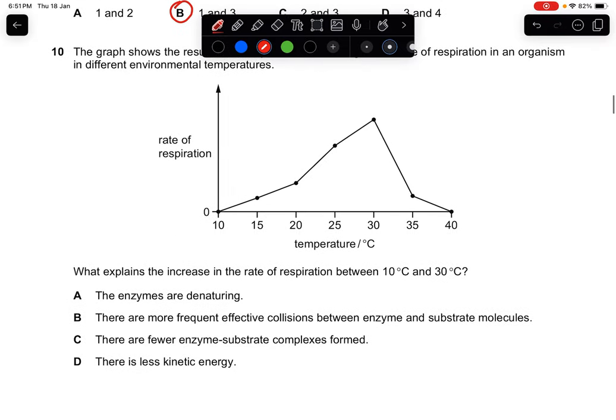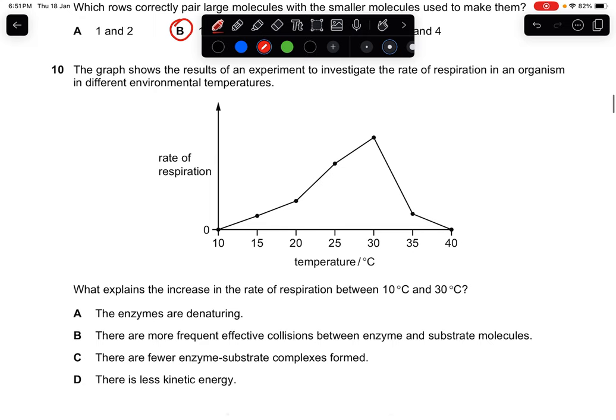Okay, question number 10. The graph shows the result of an experiment to investigate the rate of respiration in an organism in different environmental temperatures. What explains the increase in the rate of respiration between 10 degrees to 30 degrees? So you can see from here to here, it is quite a significant increase.